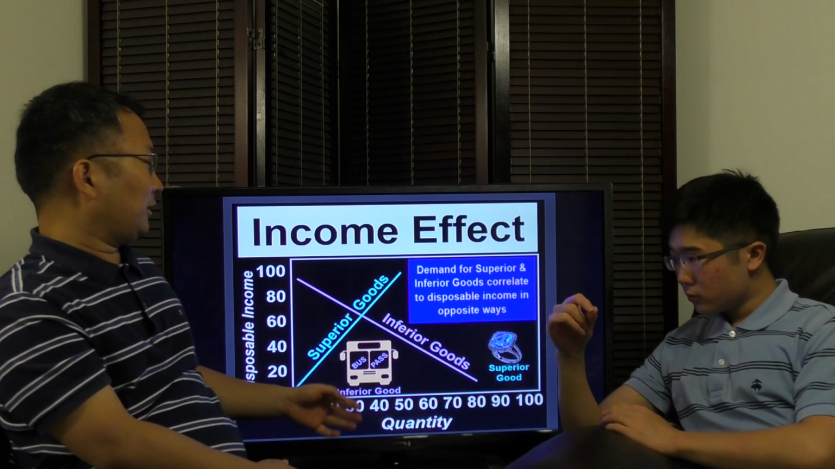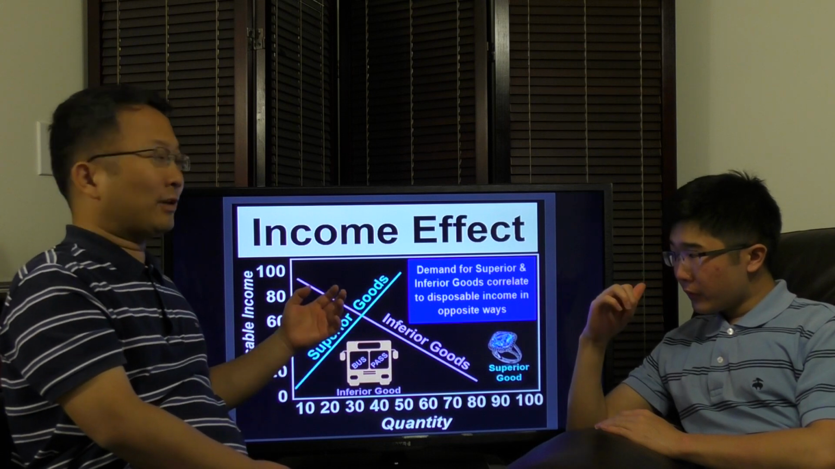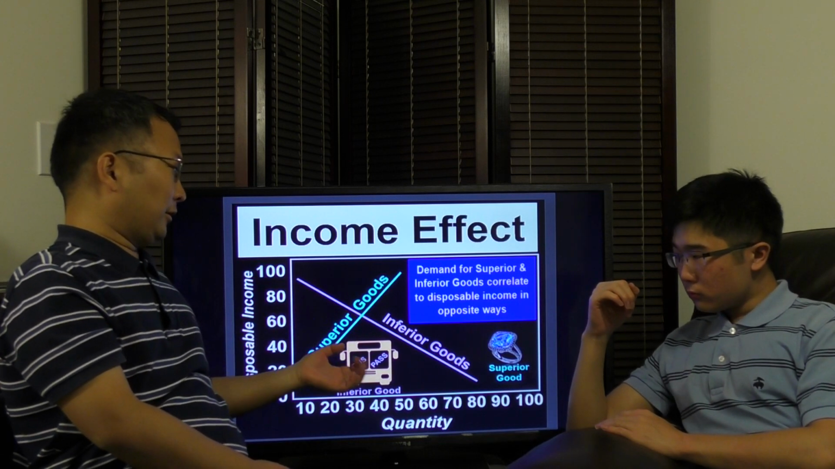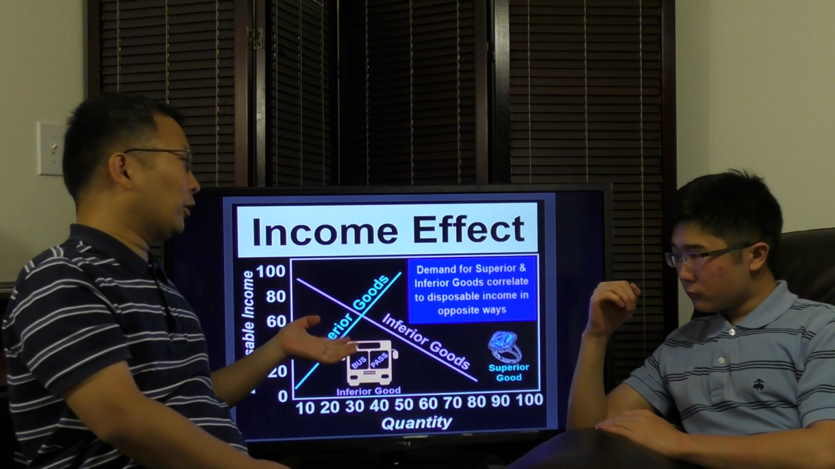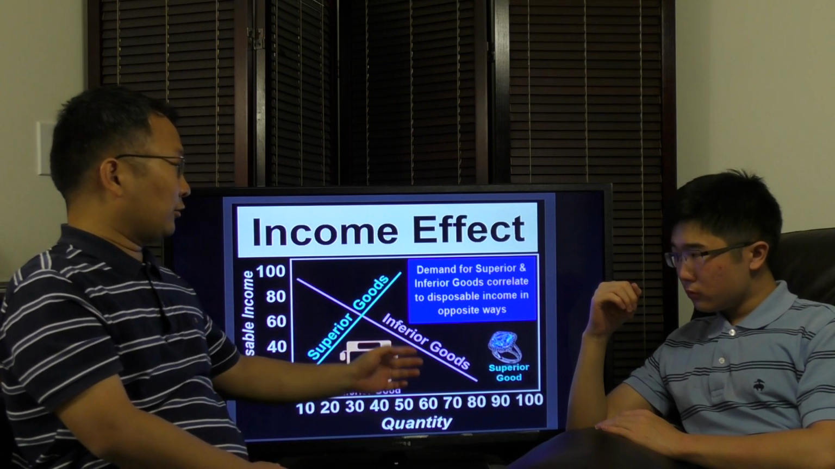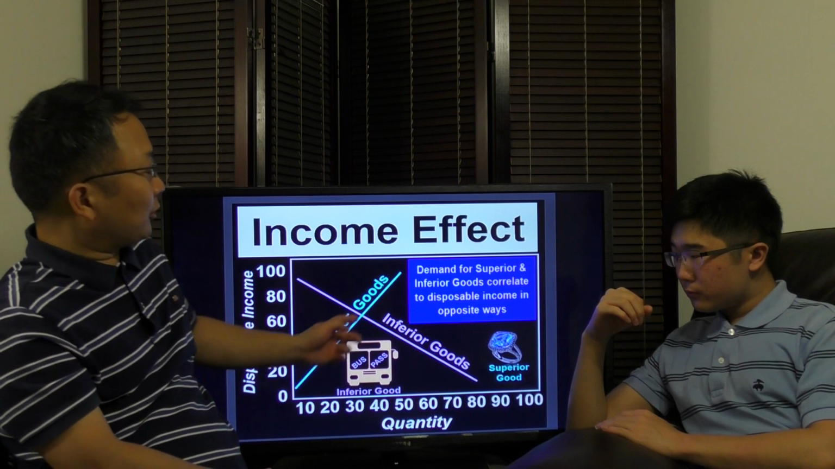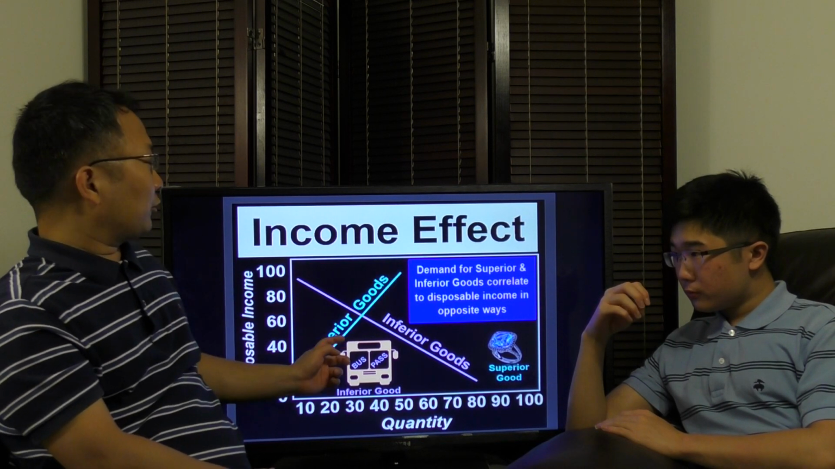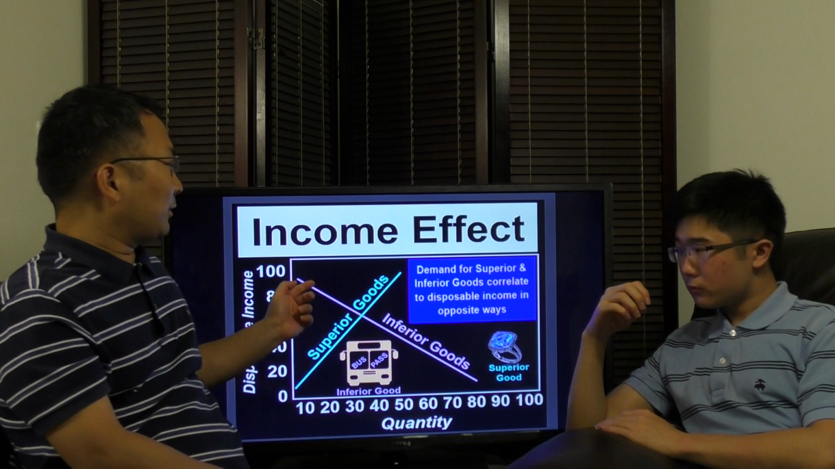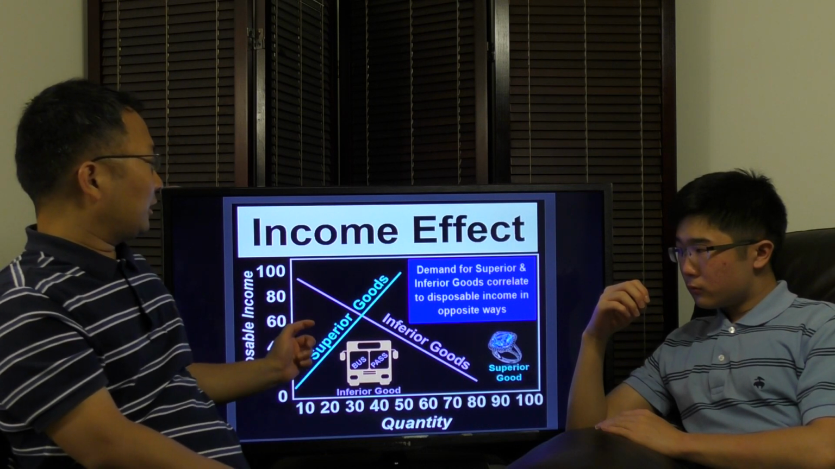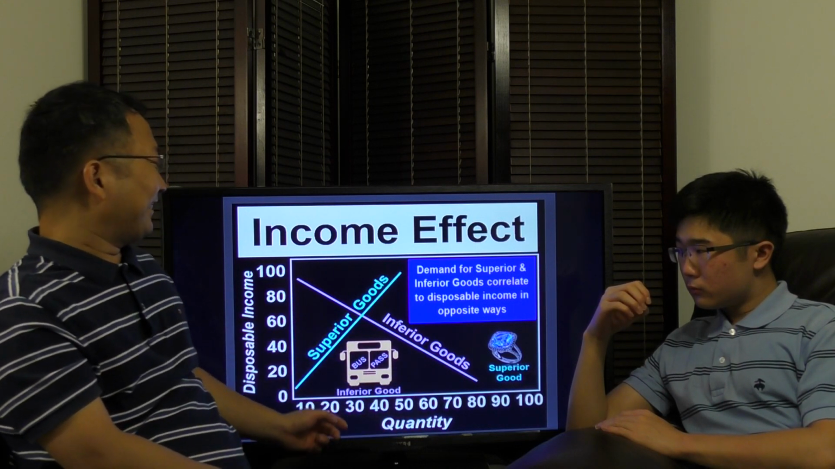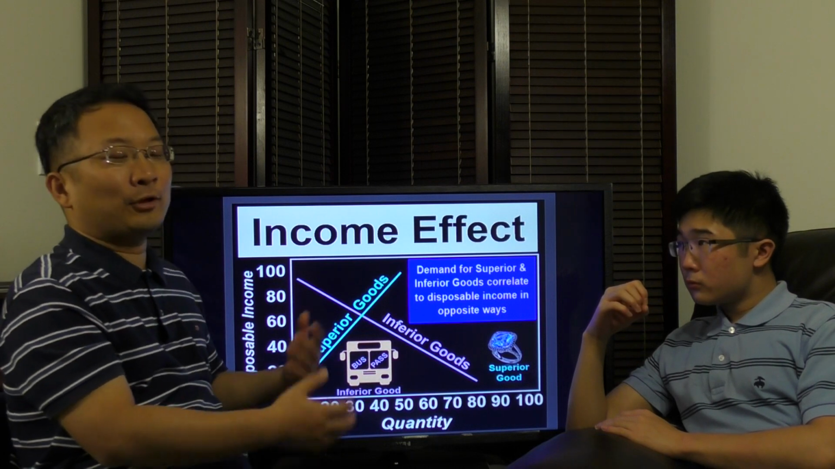So hopefully this graph gives you a more direct understanding of what normal, inferior, and superior goods are. When the income increases, your demand for superior goods increases, and for luxury goods it increases even more, percentage-wise. But for inferior goods, when your income increases, the demand decreases, like bus tickets, as we already mentioned.